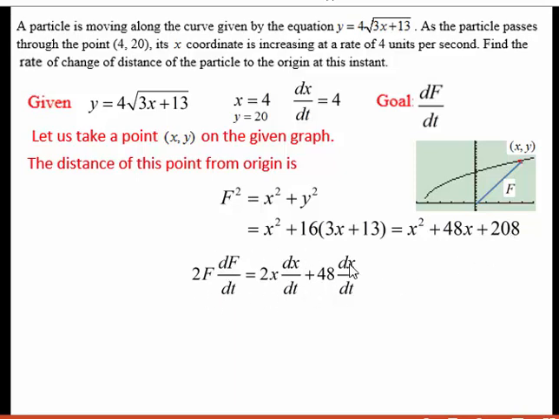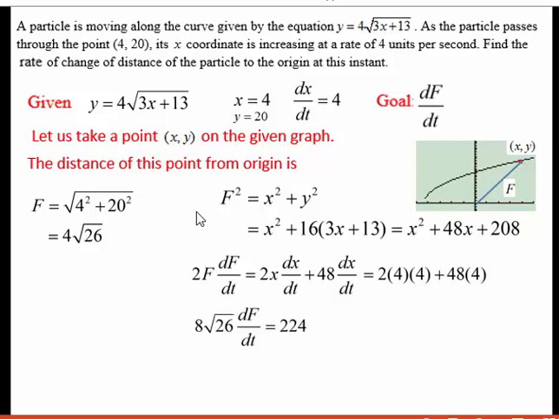Now we need to plug in all these values. First we need to see what f is. You can use the Pythagorean theorem here. x is 4, y is 20. So when I plug it in, we simplify for f. f is the square root of 4 squared plus 20 squared, and the simplified form is 4 square root of 26. You can plug it back here and calculate df/dt, dividing both sides by 8 square root of 26. So this is our final answer. You can further simplify it as 14 square root of 26 over 13.